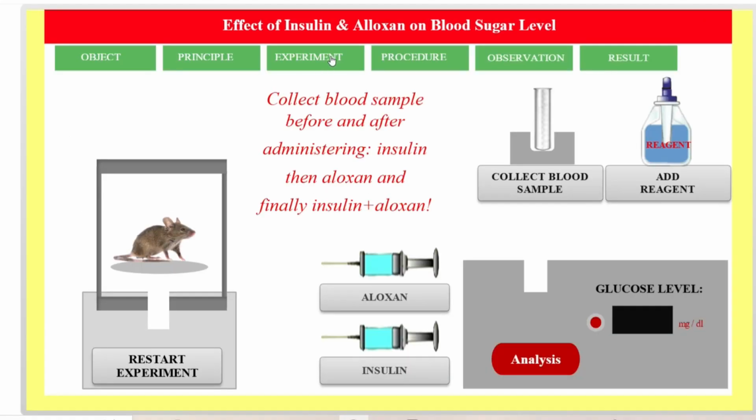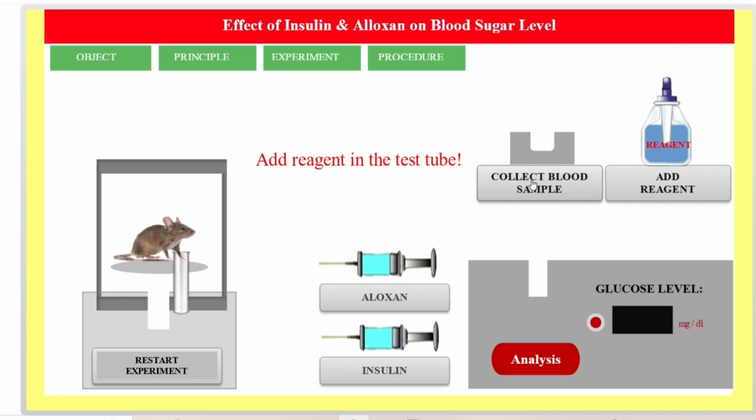So now we will click on experiment. We are in the experiment interface, and now we will start the experiment. To start, we have to click collect blood samples. Here we can see the instructions: collect blood sample before and after administering insulin, and then Alloxan, and finally insulin and Alloxan. So we will collect the blood sample first.